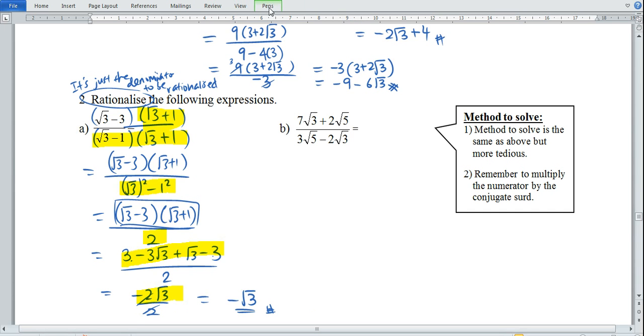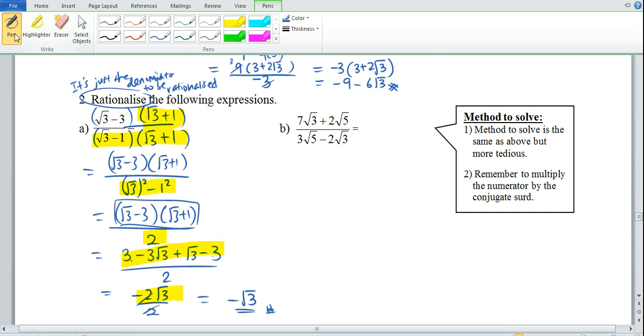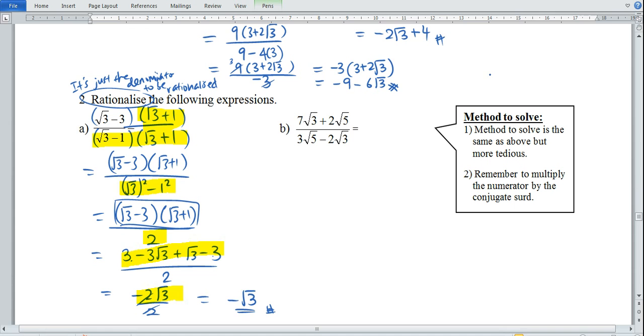Now I'm going to let you try question 2b. And I'm going to give you the final answer for 2b. And please do this on your own, to see whether you have got the idea of rationalizing.